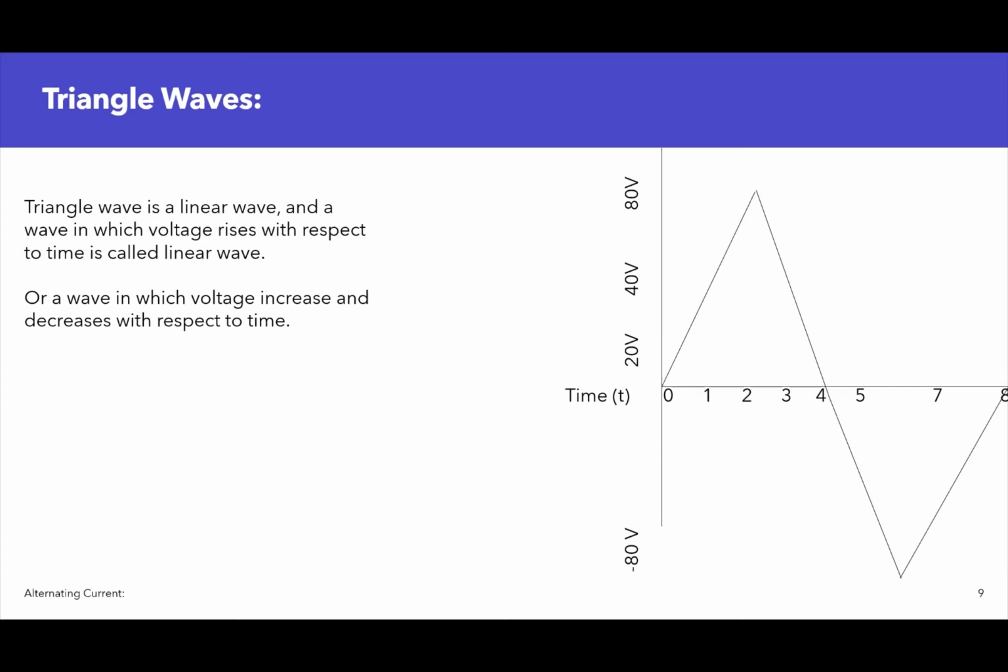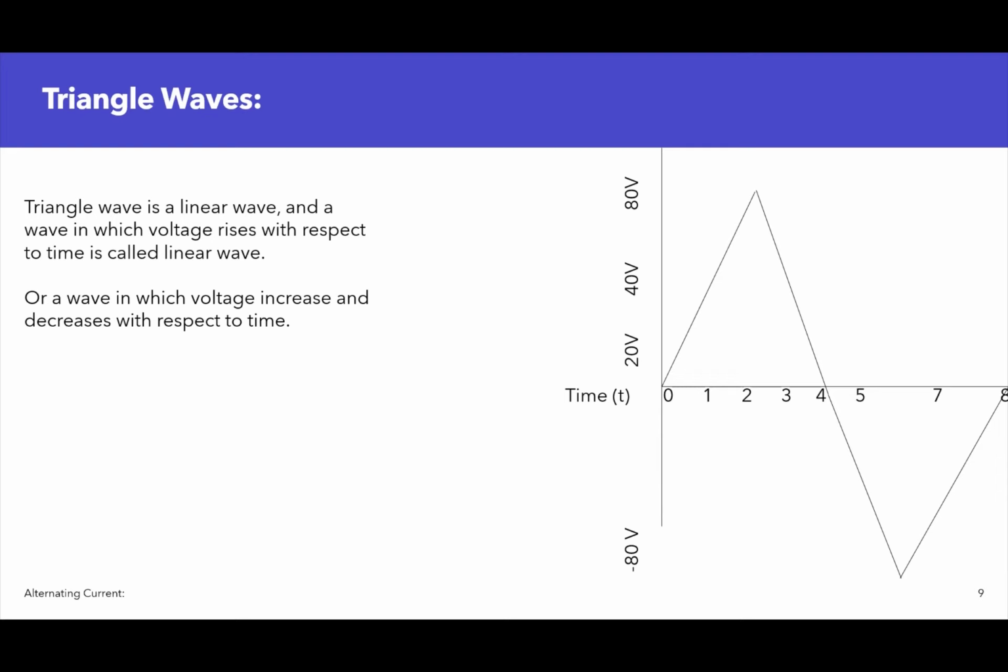While my time is at 1 second or 1 millisecond, this will be 20 volts. If it is 2 seconds, it will be 40 volts. If it is 3 seconds, for instance, or 2.5, it will be 80 volts. So it is changing with respect to time. The time goes up, the voltage goes up, and that will be the peak voltage right there.